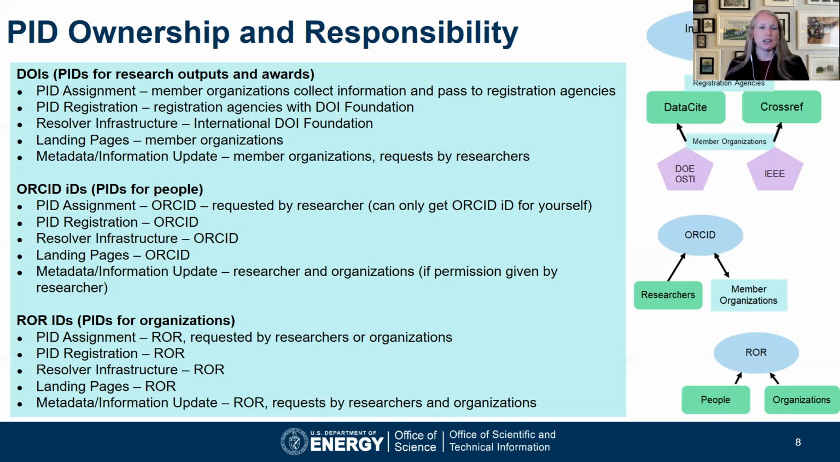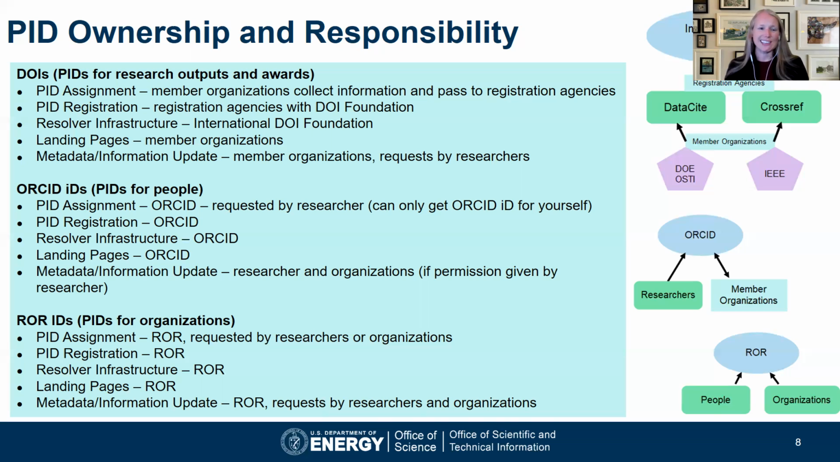And then if you want to update the metadata associated with that DOI or the information, that again is the responsibility of the membership organization. So researchers can request updates. For example, let's say a researcher changes their name. They can request that their name be updated, but they need to work with the member organization, for example the publishing organization, to get their name updated.